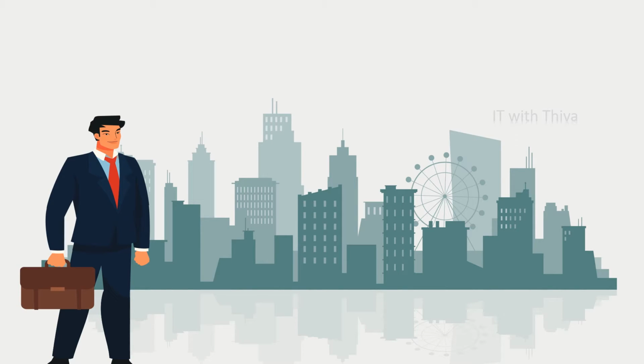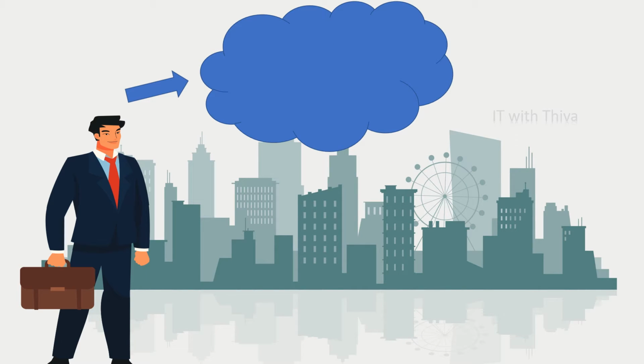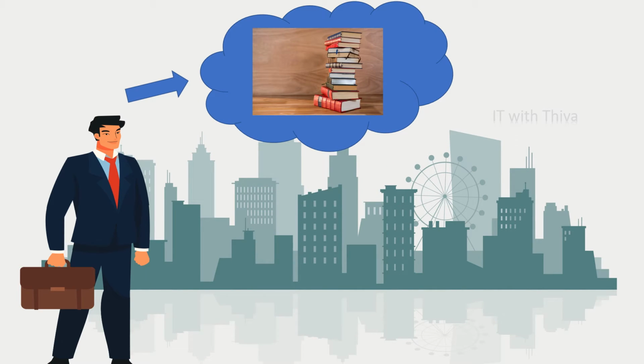Meet John. John is a businessman. John wants to start a bookstore, but he doesn't know how to manage books in the store. So he arranged a meeting with his college librarian to get some idea about the book data management.